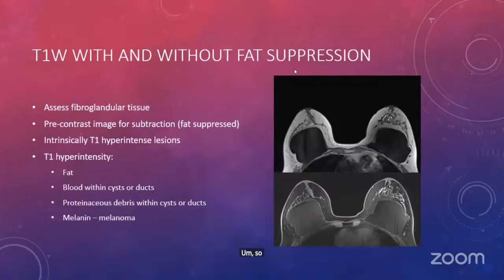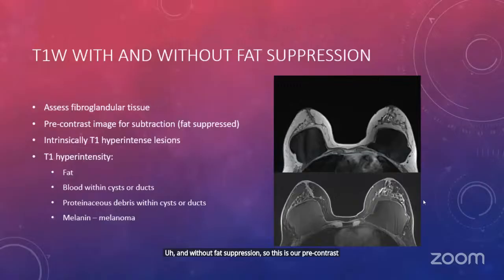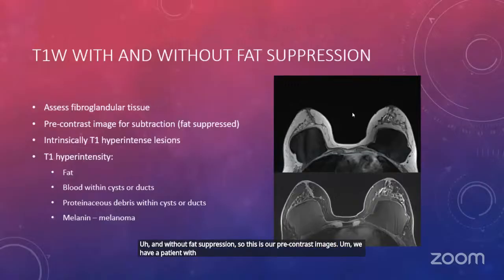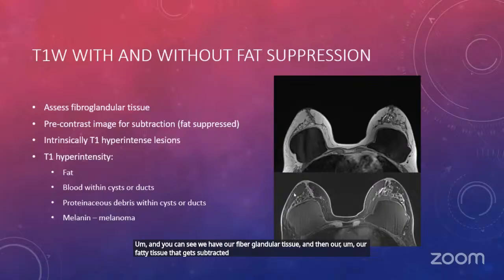So going through what our sequences look like, this is our T1 with and without fat suppression. These are our pre-contrast images. We have a patient with implants here. And you can see we have our fibroglandular tissue, and then our fatty tissue that gets subtracted out on the fat suppression. We use VIBE for our fat suppression at Wake Forest.